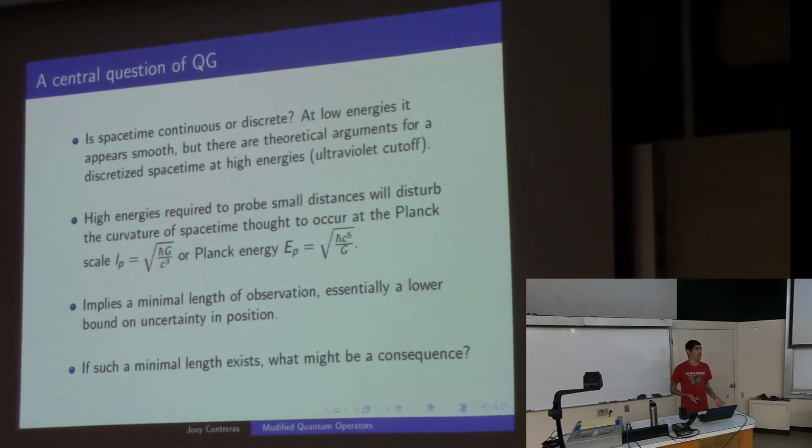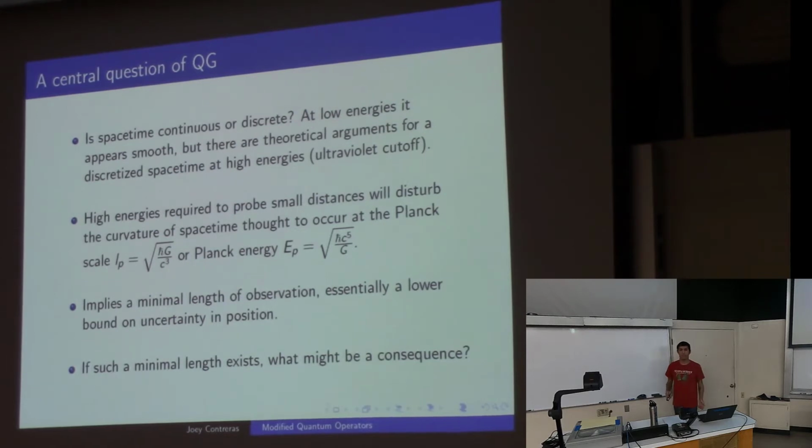The idea is that the very high energies required to probe small distances will in turn affect the curvature of space-time. Effects like these are thought to occur at the Planck scale, which you get just by arranging these constants to get the units right, or the Planck energy, in a similar vein. Now, when I talk about minimal length, I want to be clear. I'm not talking about a literal minimal length, but rather a minimal length of observation, essentially a lower bound on the uncertainty in position, and more on this in a second.